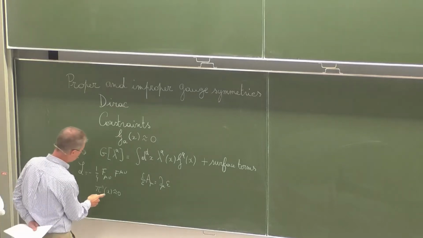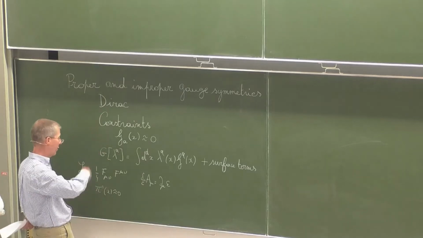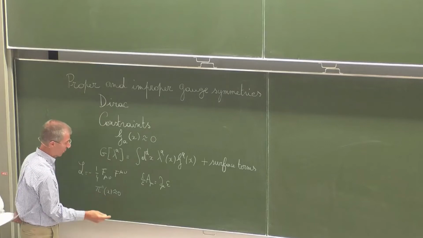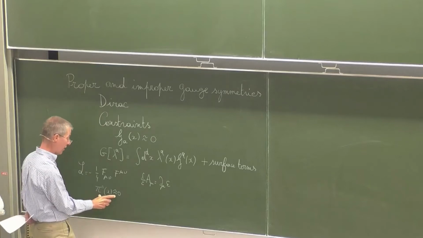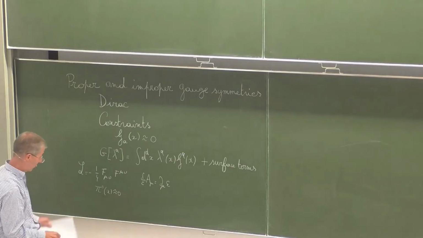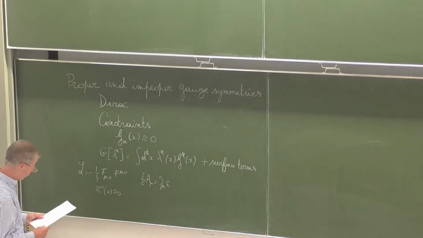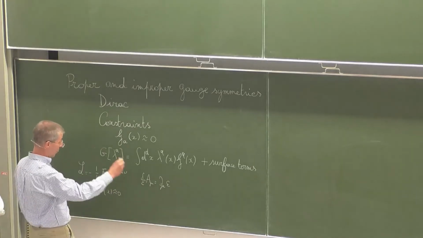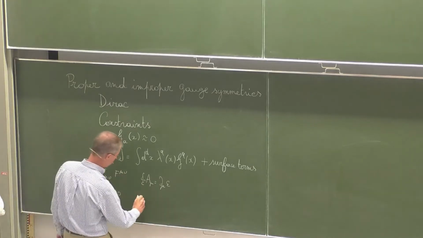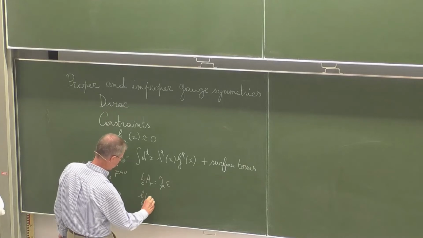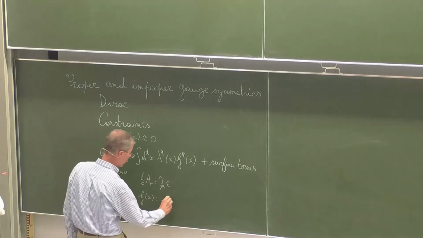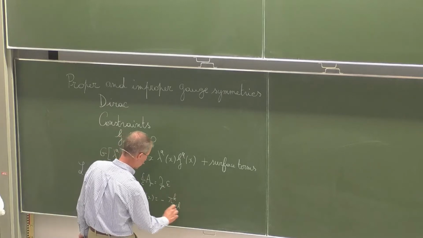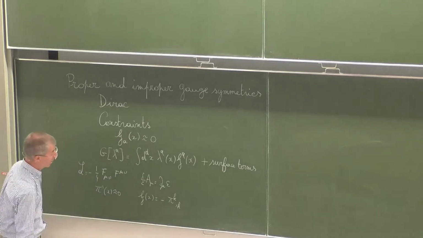So pi 0 is not identically 0 at an arbitrary point in phase space, but you have to set it equal to 0. So to describe the physical system, you have to go to the surface where it vanishes. And then if you go through the Dirac analysis, you get another constraint, which I wrote yesterday, which is that the divergence of pi k, the momentum conjugate to A k, is equal to 0.